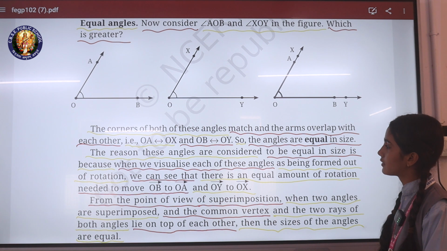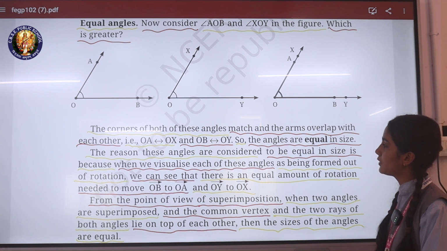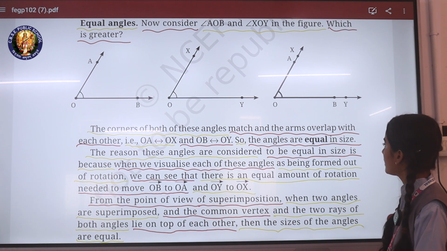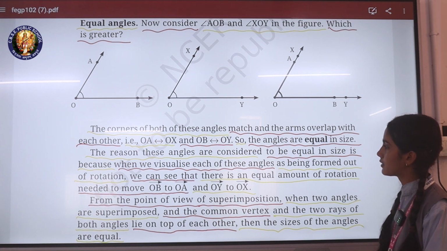That is, OA lies on OX and OB lies on OY. So the angles are equal in size.